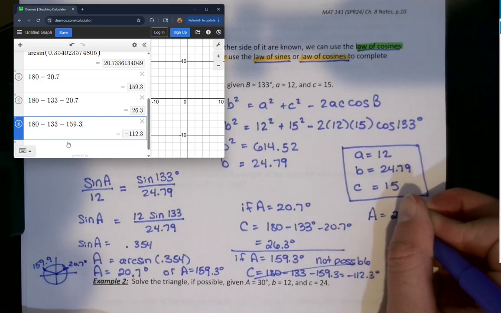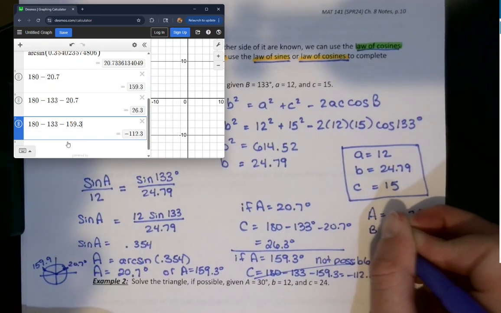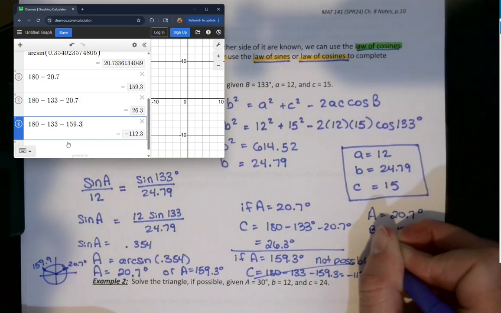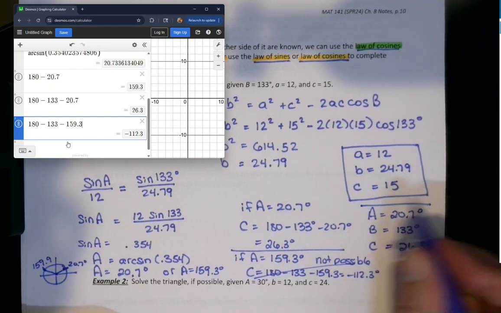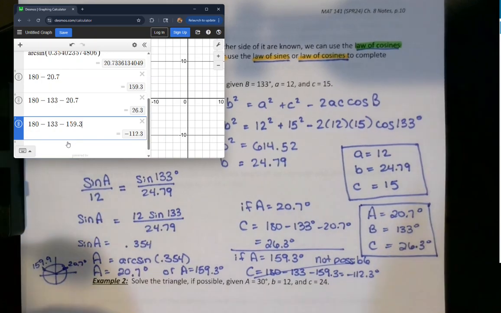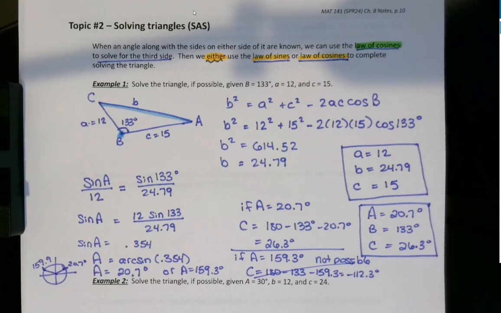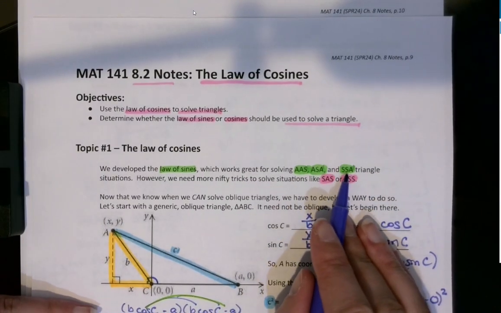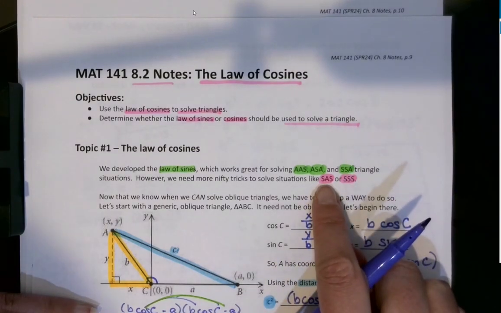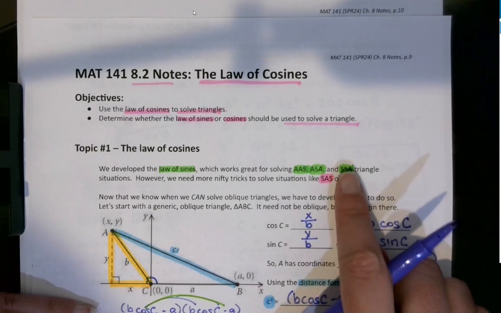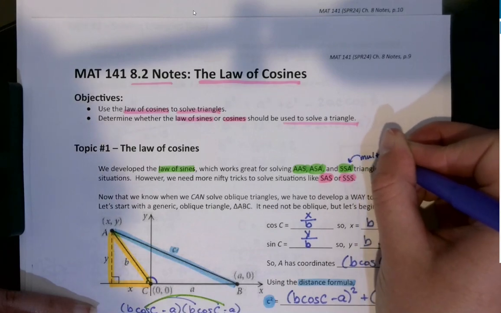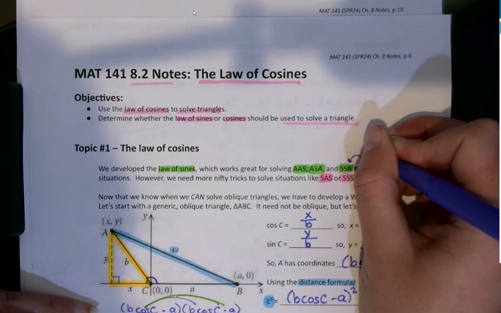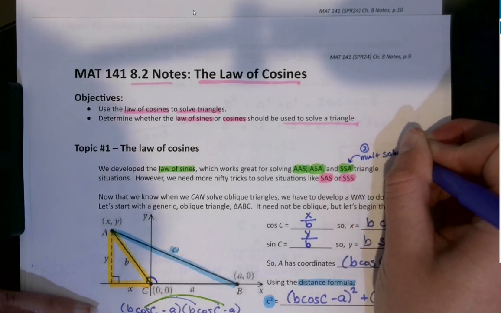Angle A is 20.7 degrees. Angle B is 133 degrees. And angle C comes out as 26.3 degrees. We will find that unlike the side-side-angle case that can have multiple solutions, we're not going to have multiple solutions for any of the other situations. This is going to be the only one where multiple solutions are possible. And by multiple, I mean two. You can't have more than two. So two solutions possible for this type.